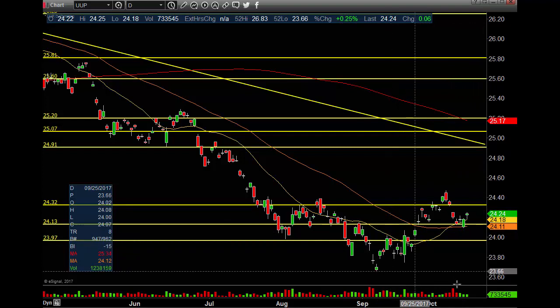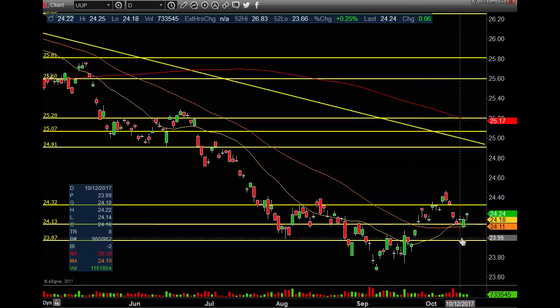I still think we could possibly get to 23 bucks. At 23, I might possibly get interested in this one. Or we'll have to see how the pattern develops on this. But right now, guys, great pullback on the UUP.